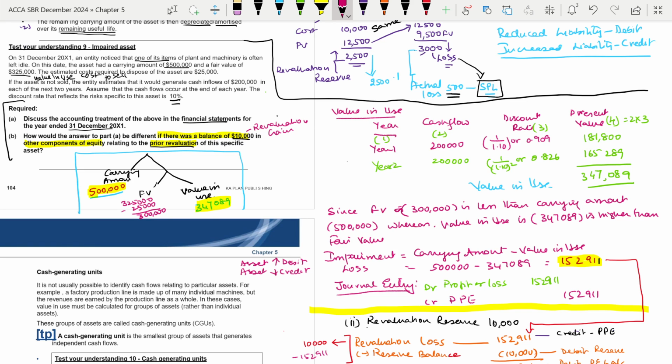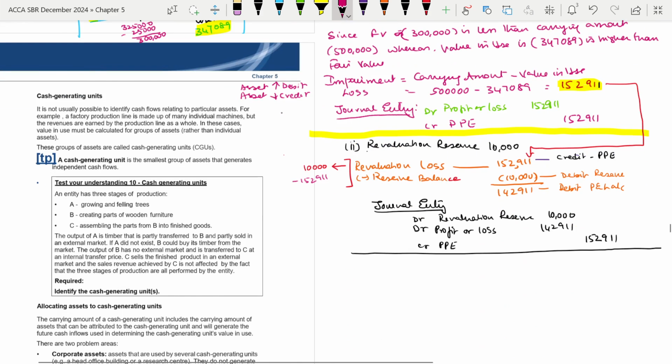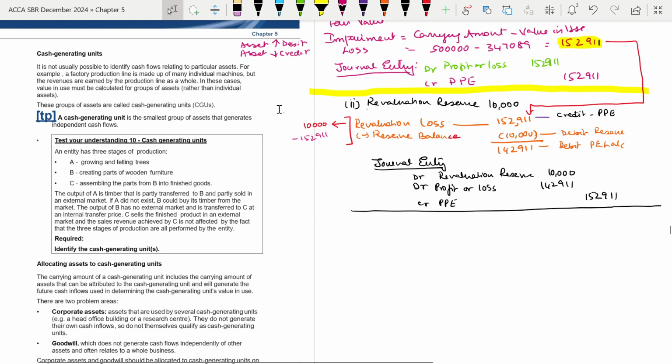Now, the total loss is 152,911. There is some balance, 10,000. You deduct it. What will happen? It will have a net loss. How much is the net revaluation loss? Net revaluation loss is only 152,911. For that, we have to make a general entry.